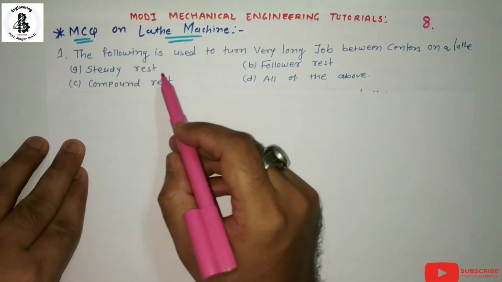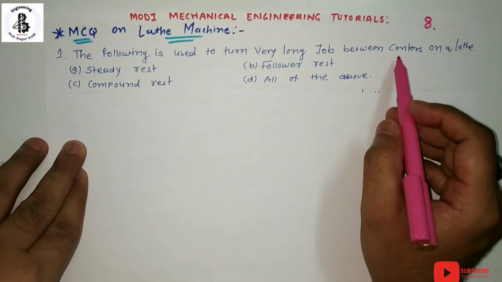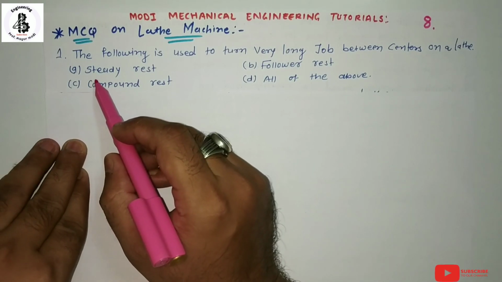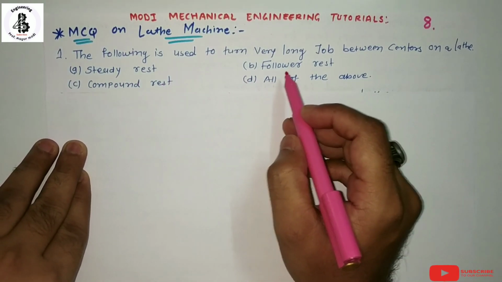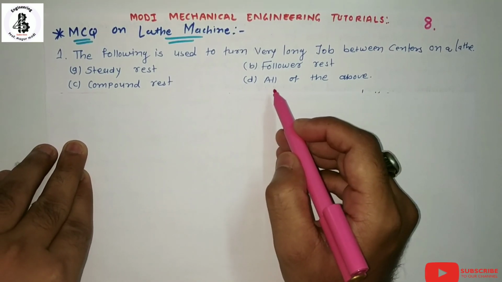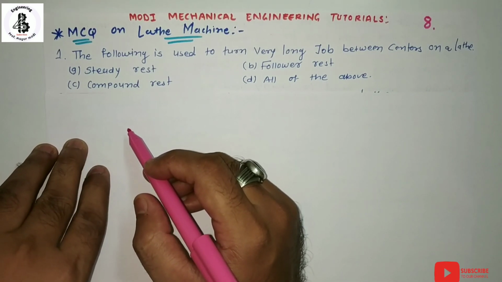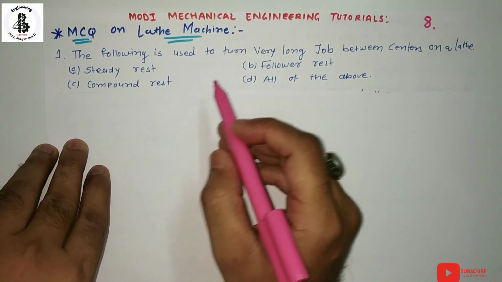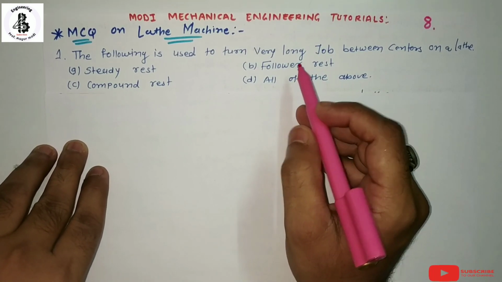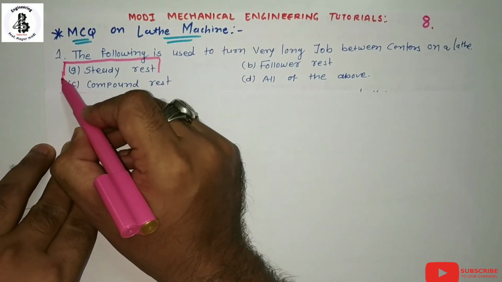The following is used to turn very long jobs between centers on a lathe. Option A, steady rest. Option B, follower rest. Option C, compound rest. And option D, all of the above. So basically in that question, steady rest is used to turn very long jobs between the centers on a lathe. So the option A, steady rest.